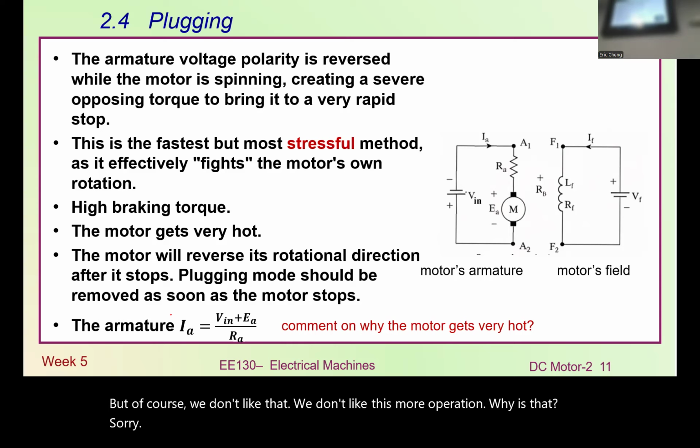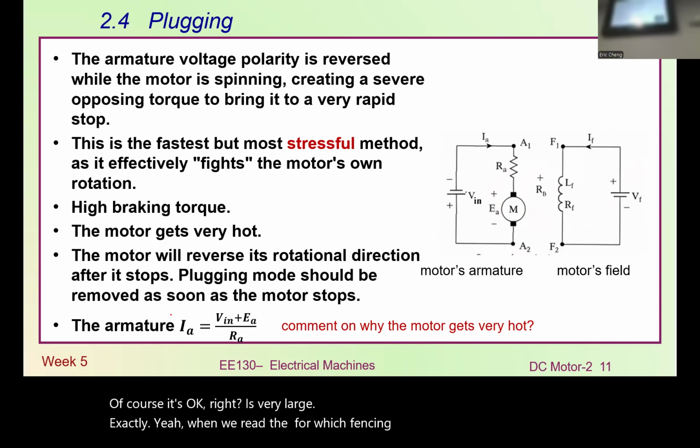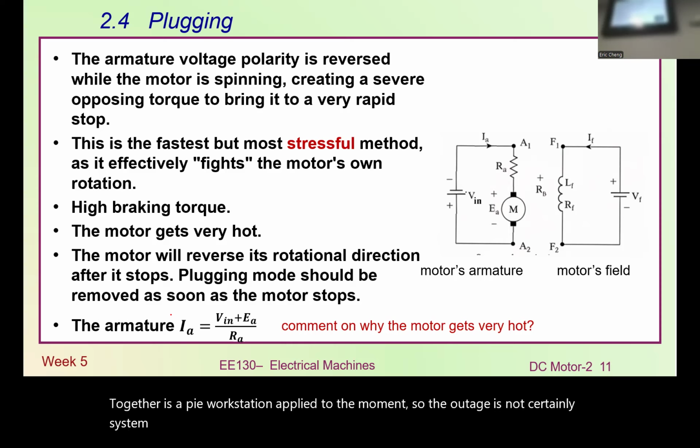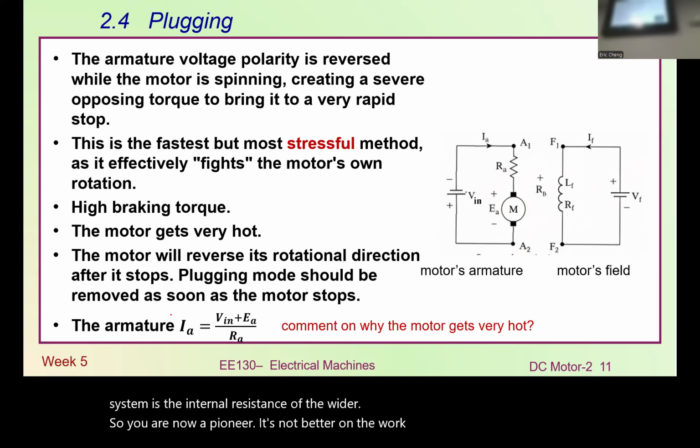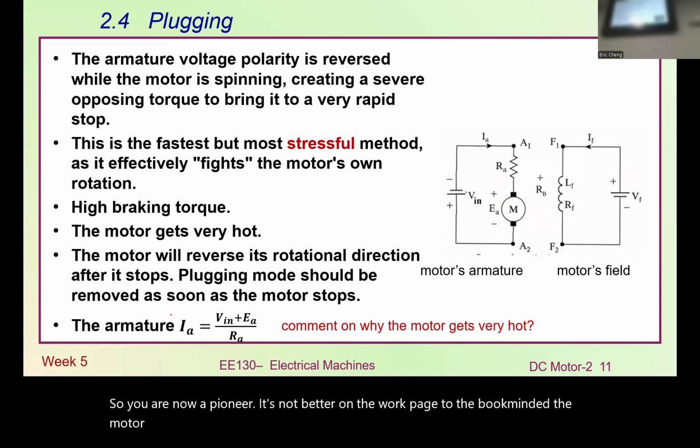Why does the motor get very hot? Because the numerator, V plus EA, is very large, many times larger. When we reverse the polarity, the back EMF acts together with the high voltage applied to the motor. Here RA is not an external resistance, it's the internal resistance of the winding. So you are applying a very high voltage to the motor winding, and the motor gets really, really hot.